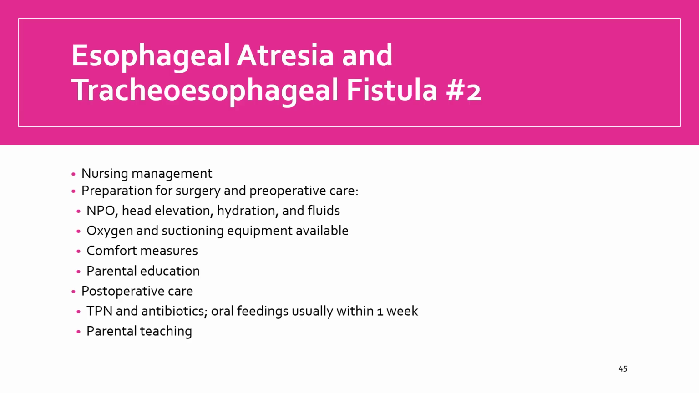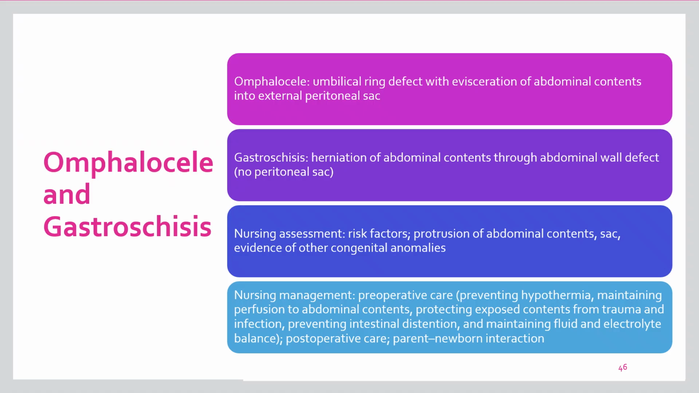Oxygen and suctioning equipment should be available because they're continuously having bubbles and frothy secretions coming through the mouth. And then comfort measures, parental education, post-operative care. Like in any other condition, the baby may need to go to NICU until they get better. Because the trachea is involved, it can affect their breathing also, so they may need artificial ventilation for a couple of days. TPN and antibiotics are needed. Oral feedings usually start within 1 week. Parental teaching is needed here.